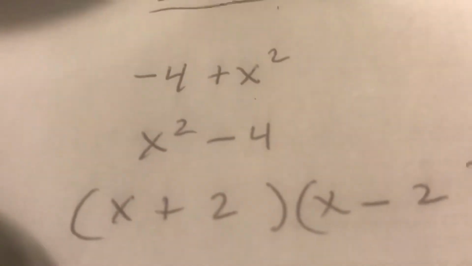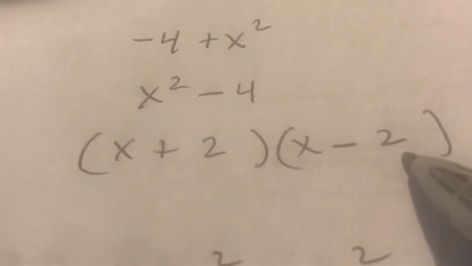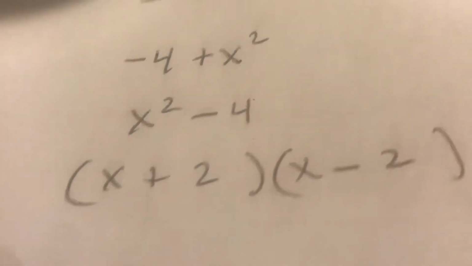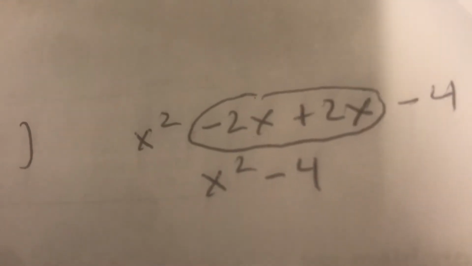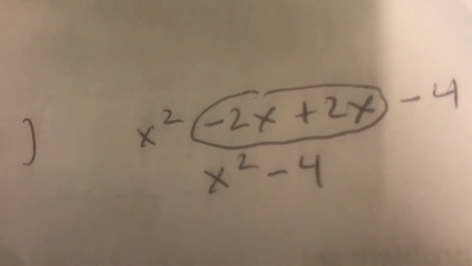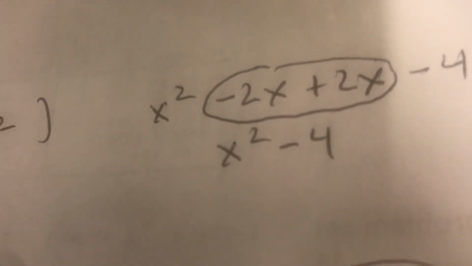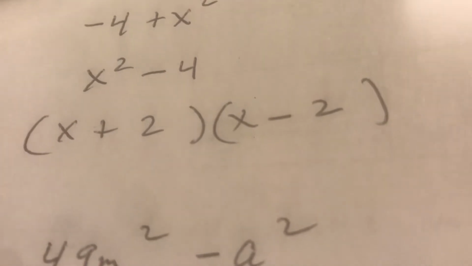So you take the square root of each, x and x, 2 and 2, and you put a plus and a minus between them. If you multiply that out, you would see that you have x squared minus 2x plus 2x minus 4. The middle term just always falls out. And so that's factored. Factoring means make it multiplication.